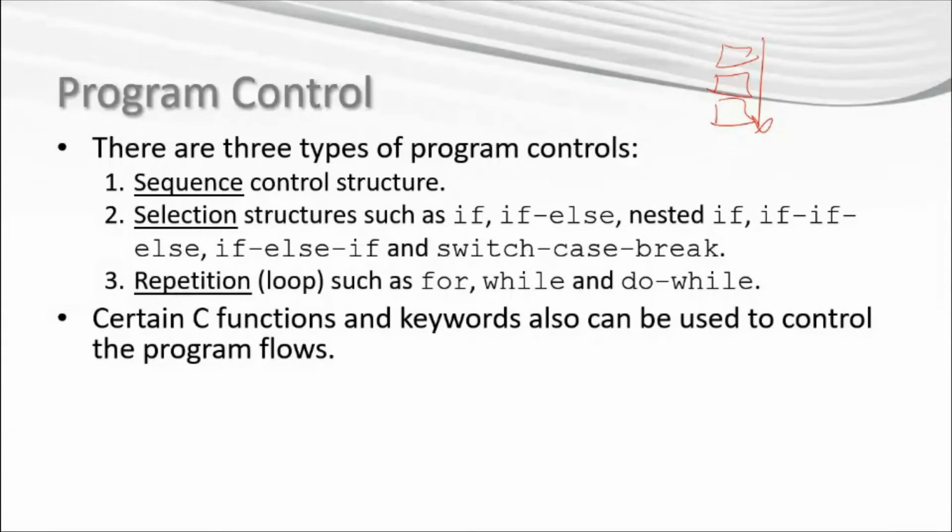Then the next two types, that is, selection as well as repetition. These are the program control structures actually. So in the selection structure, there can be an if structure.